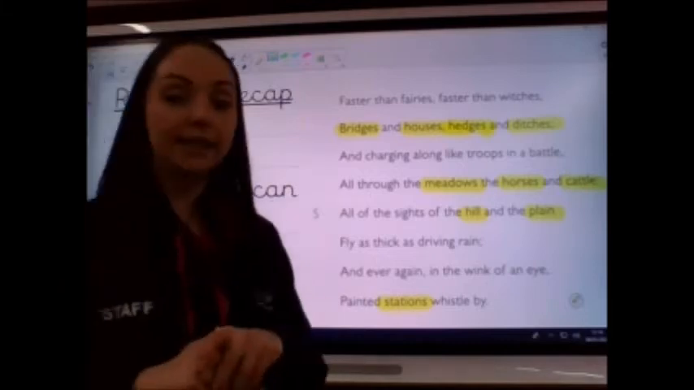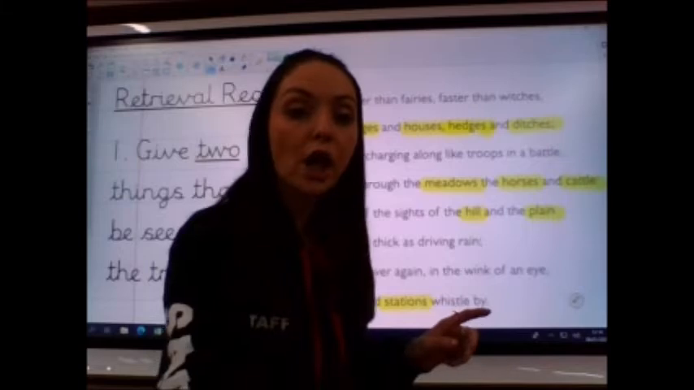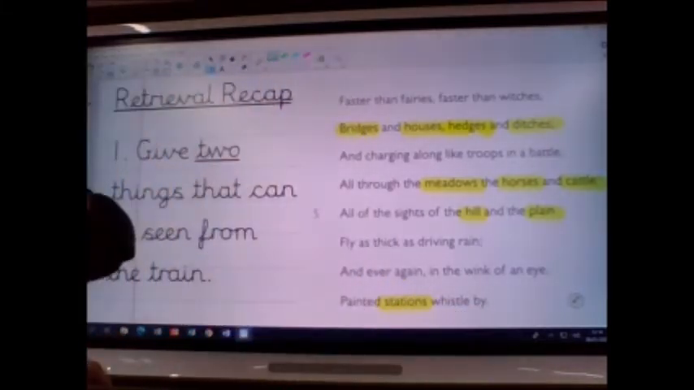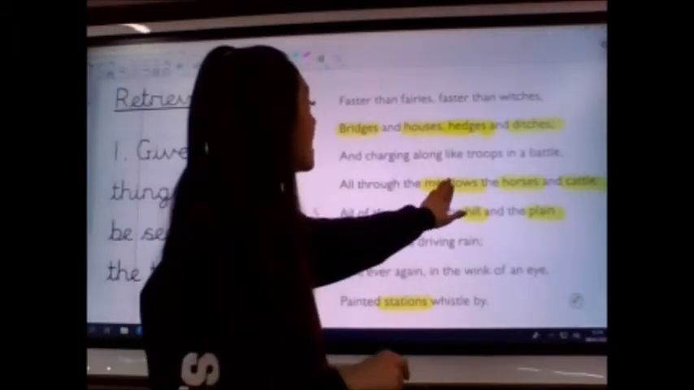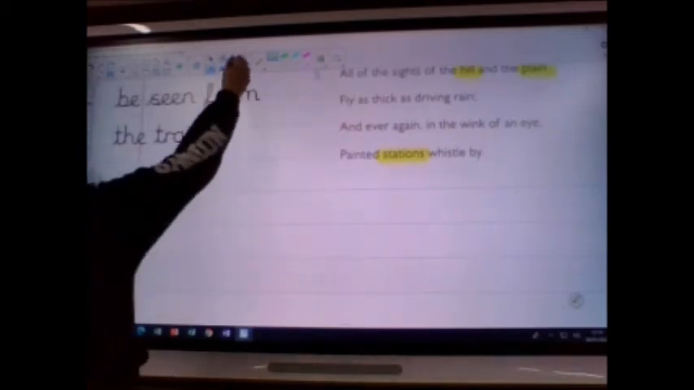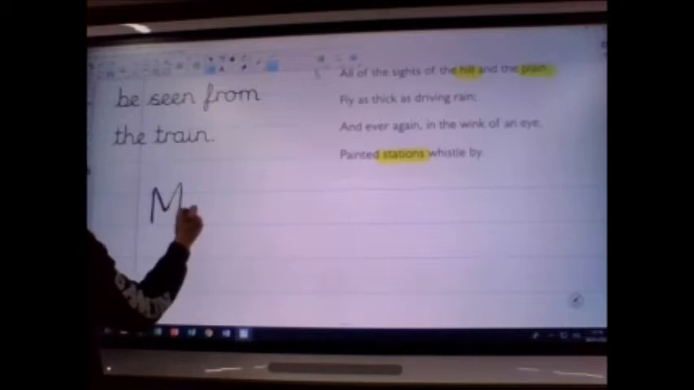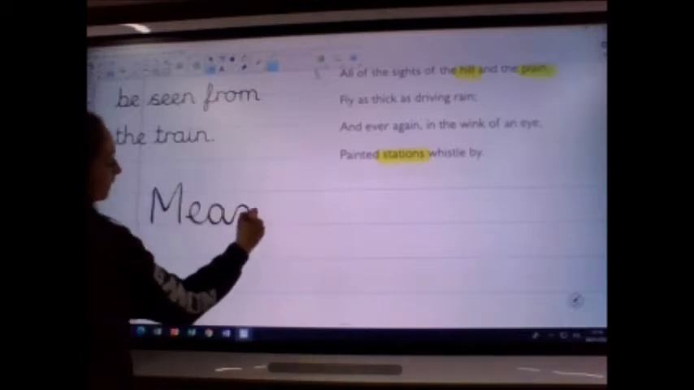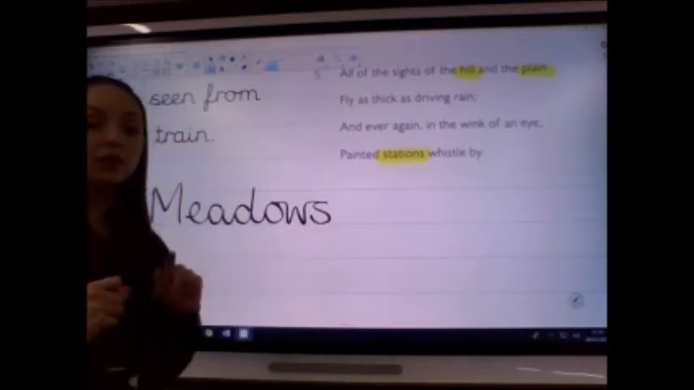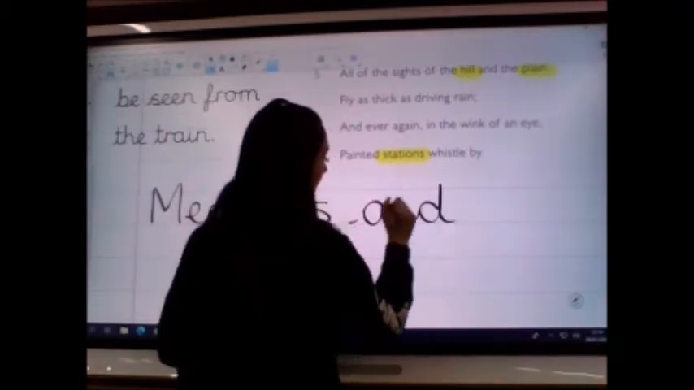Okay, so I have highlighted there all of the things that can be seen from the train. And as you can see, there are lots. But remember, we only need 2. So I'm going to choose meadows and bridges for my answer. Okay, so you're going to write your 2 things. And remember, you haven't got to always write it in a full sentence, because it's only asking you for those 2 things. So I'm just going to write meadows and bridges.